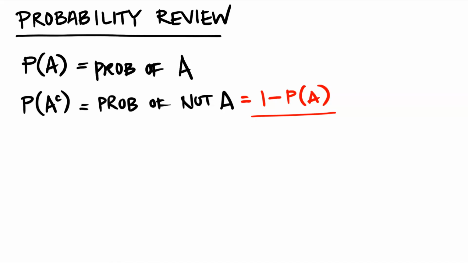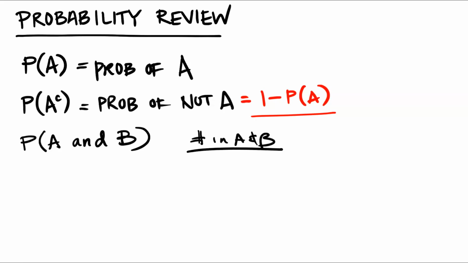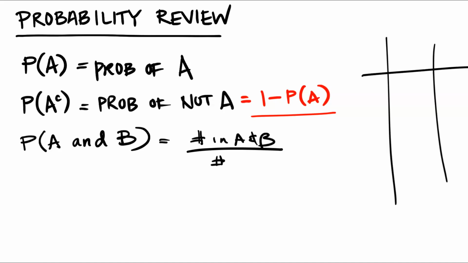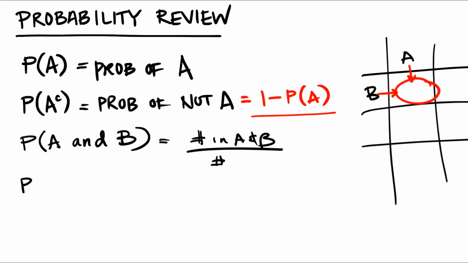We also got 3 other types of probability. We had our AND probability. This is simply the number of things in A and B over the total number of things. So if we're thinking about our contingency table, which is a goal of ours, it is literally just where these two things intersect divided by our total number. We also had the probability of A or B and the probability of A given B.